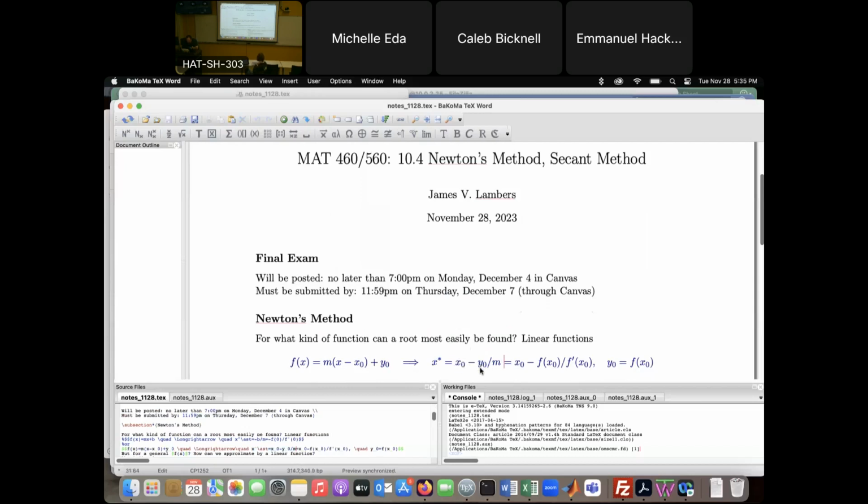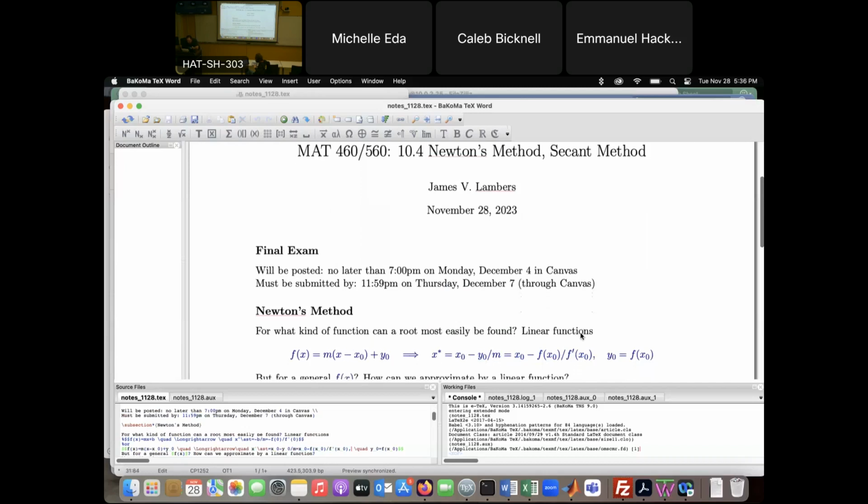But if I think of y naught as f of x naught, since this is the equation of a line passing through a point x naught, y naught, and m, the slope of a line, is a derivative, which is a constant in a linear case, then I could think of this x-intercept, x star, as x naught minus f of x naught over f prime of x naught. So that's going to be helpful to us in terms of finding roots of more general functions.